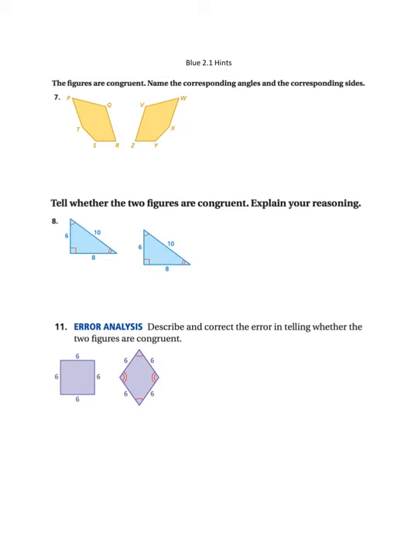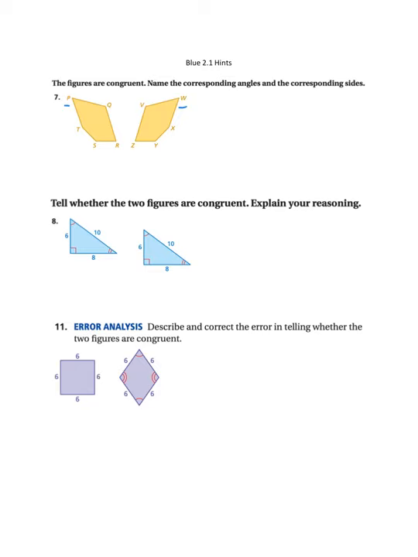So first, here's problem number 7. We're given the two figures. We're told that they are congruent, and we need to name the corresponding angles and corresponding sides. So the best thing to do here is to look and find one angle that's obvious. So when I'm looking at this, I see P and W appear to be congruent.